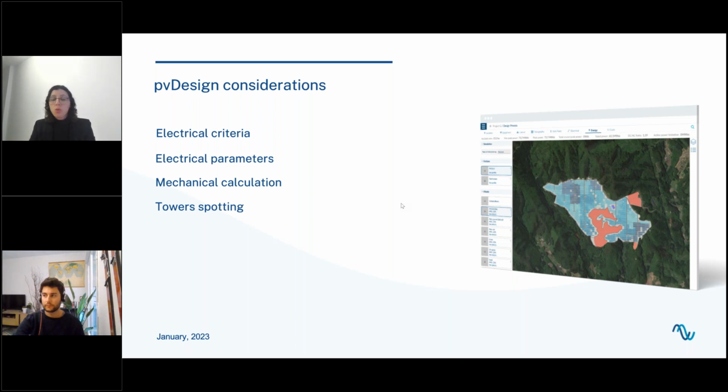And we also, of course, calculate the towers themselves, the supports, meaning we dimension the top geometry of the tower automatically by the software. And last but not least, the tower spotting, which is a very important part in the design of an overhead line. So make sure that we have an algorithm that gives an optimal and also a good solution and a good way of placing the towers.